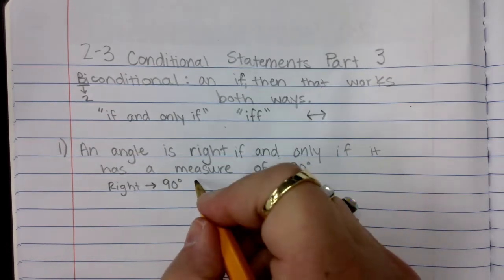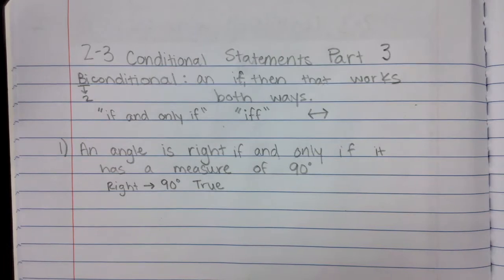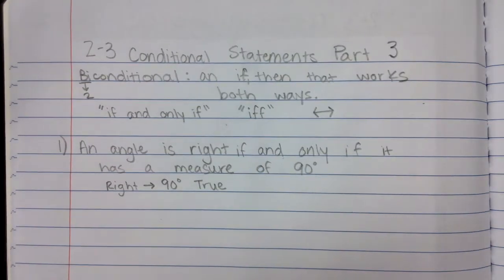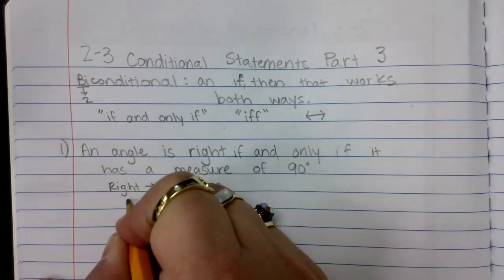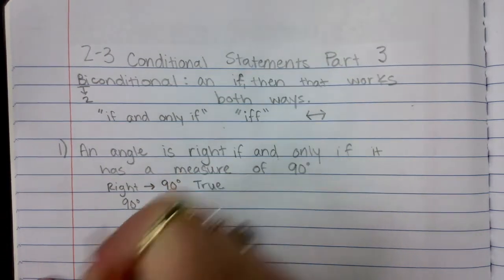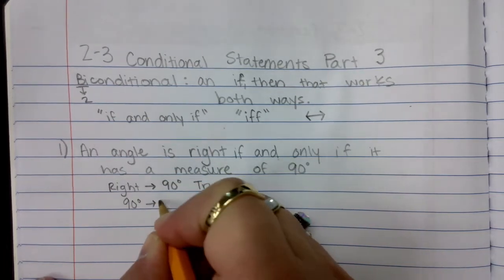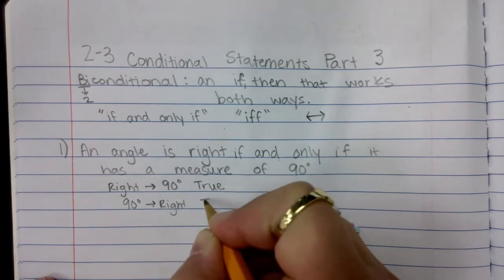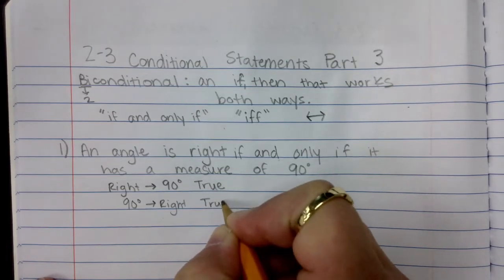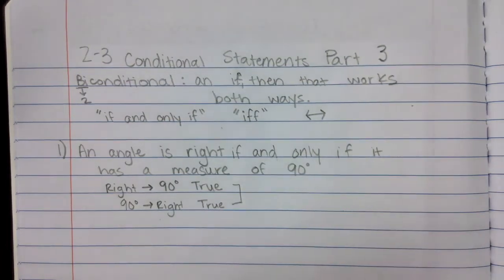Okay, now we're going to flip it. We're going to start with the other way. If I start with 90 degrees, and you see a 90-degree angle, can you assume that that's the same thing as a right angle? Yep. So because both are true, and it's an and statement, will this and statement be true or false? True.